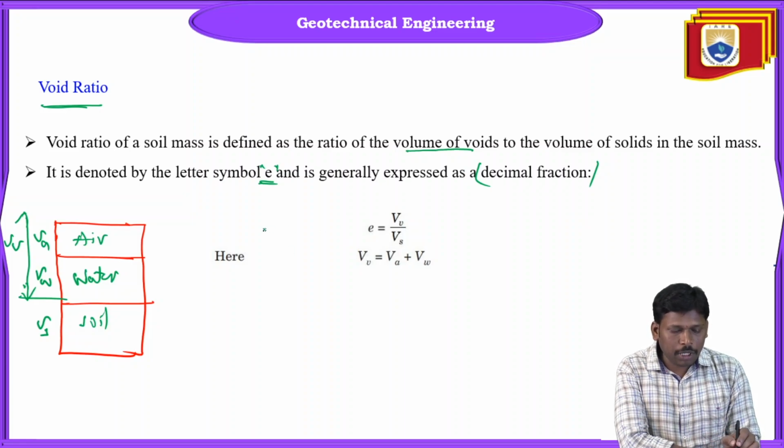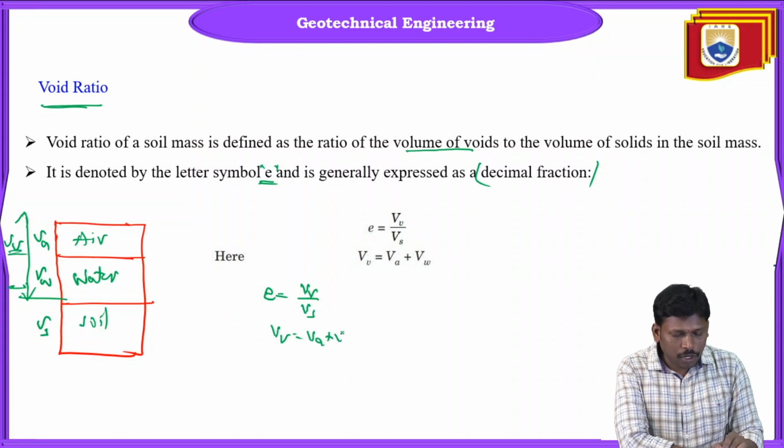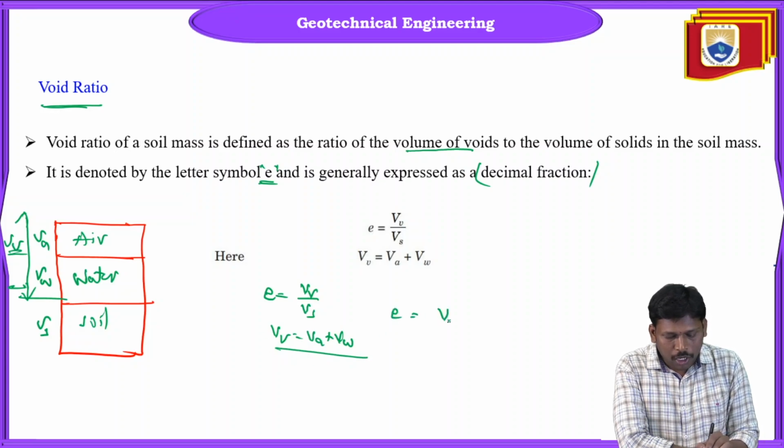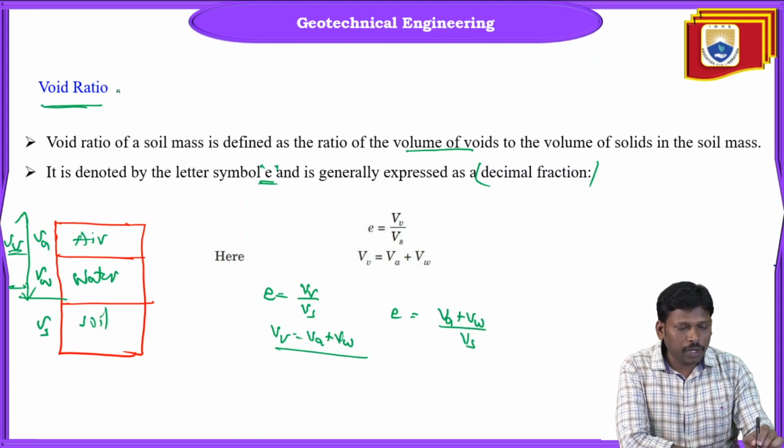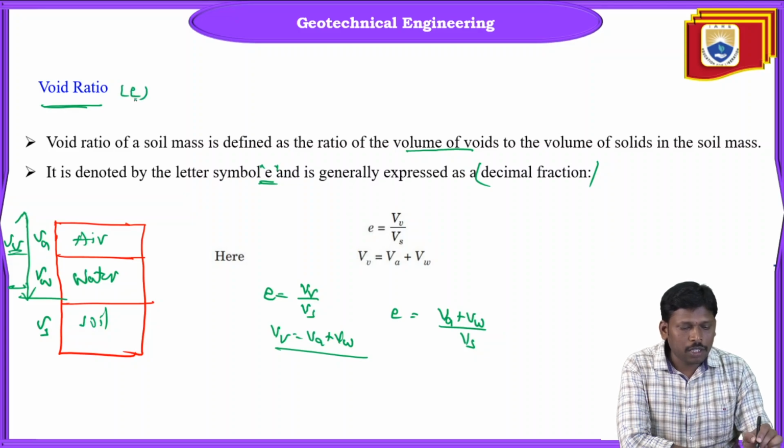So the mathematical formula is void ratio is equal to the ratio of volume of voids to the volume of solids. As we discussed, volume of voids is equal to volume of air plus volume of water. We can also write this formula as e equals volume of air plus volume of water divided by volume of solids. This is the definition of void ratio, denoted by the symbol small e, and we express it in terms of decimals.